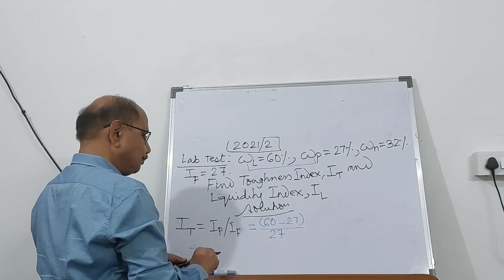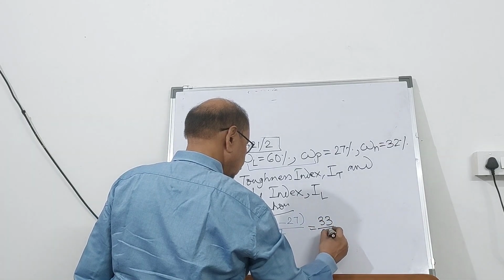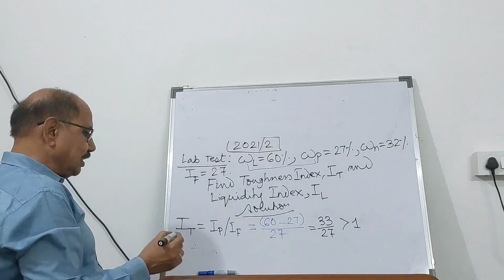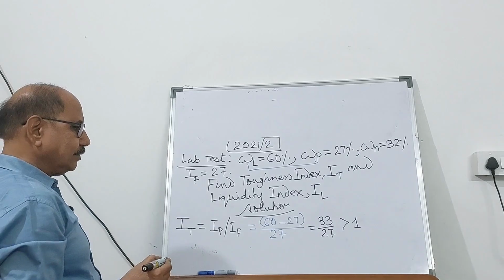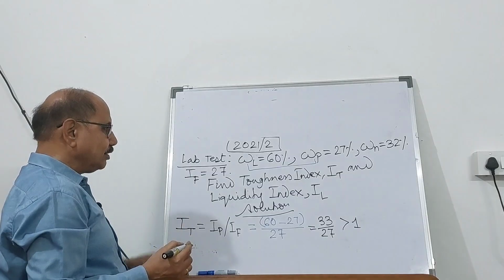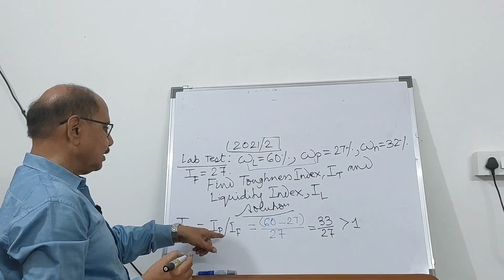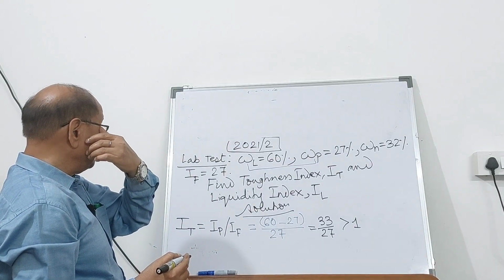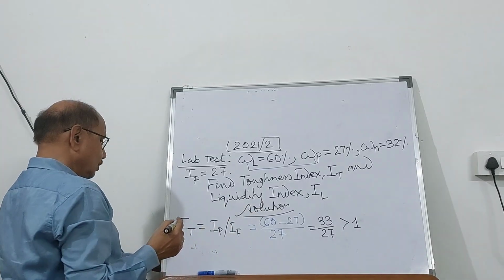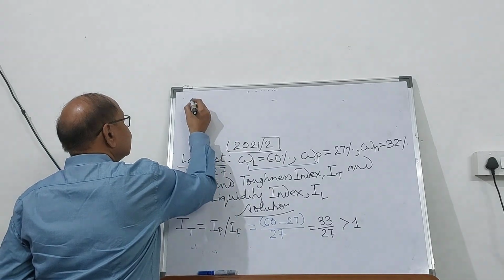The toughness index is going to be greater than 1. If it is less than 1, then naturally you are going to have a friable type of soil. So the toughness index is going to be greater than 1. So that is the toughness index, then next is liquidity index.